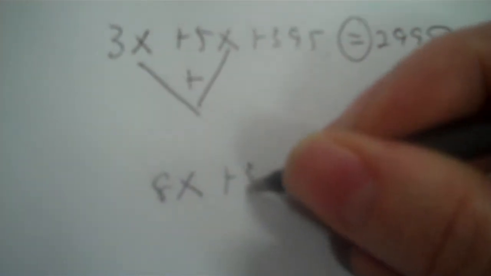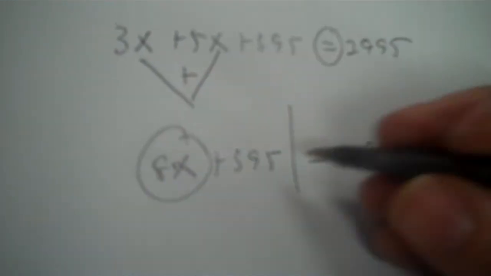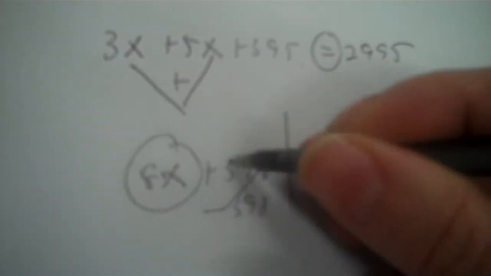Now the X's are on the same side, so you apply your V. That means just add them. 3 plus 5 is 8X. Plus 395 equals 2,995. Now you can solve for X. Got times and plus, so you subtract the 395.